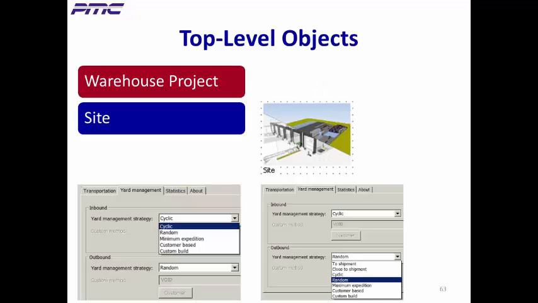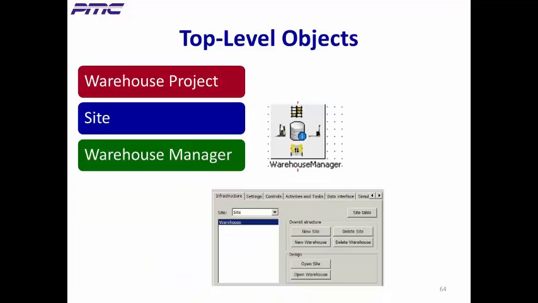Sites can contain one or more warehouses. Sites can be customized for the external transportation object that models deliveries to and from the site, internal truck creation based on a delivery table or on-demand specification, and inbound and outbound yard management strategies like random, cyclic, minimum expedition, customer-based, or custom build. The warehouse manager is the overseer of your warehouse model.